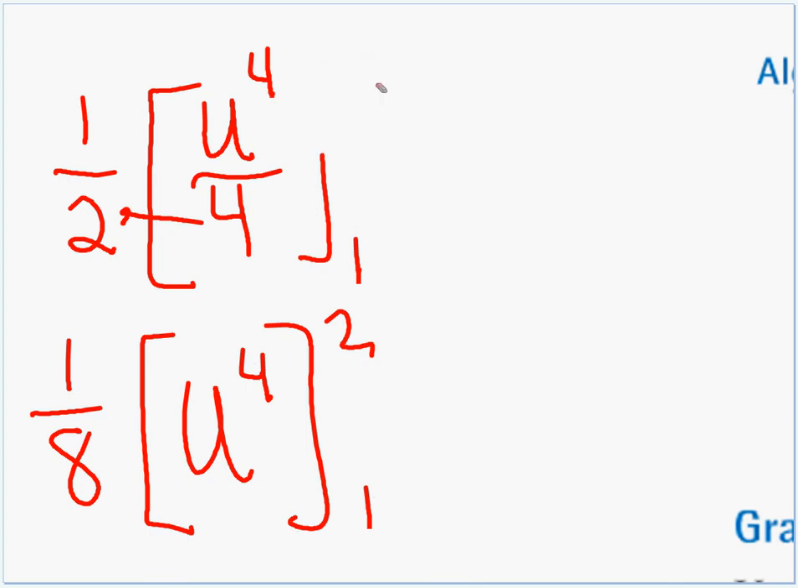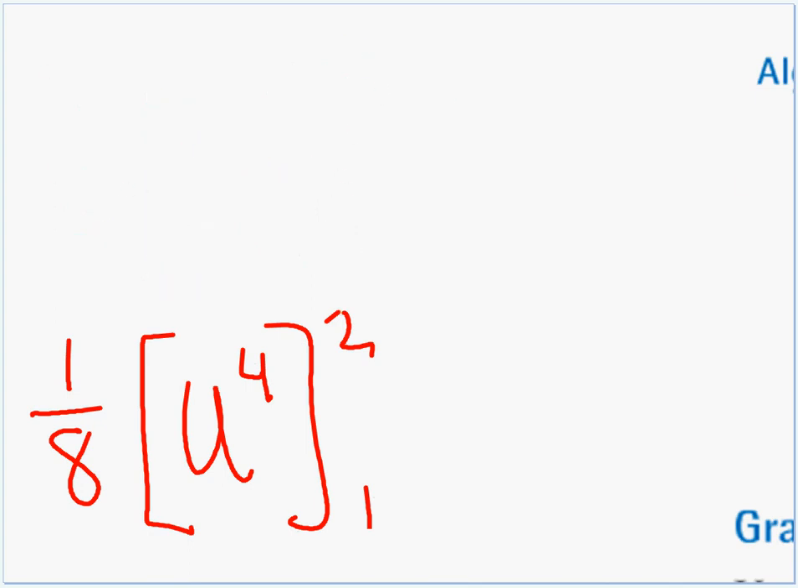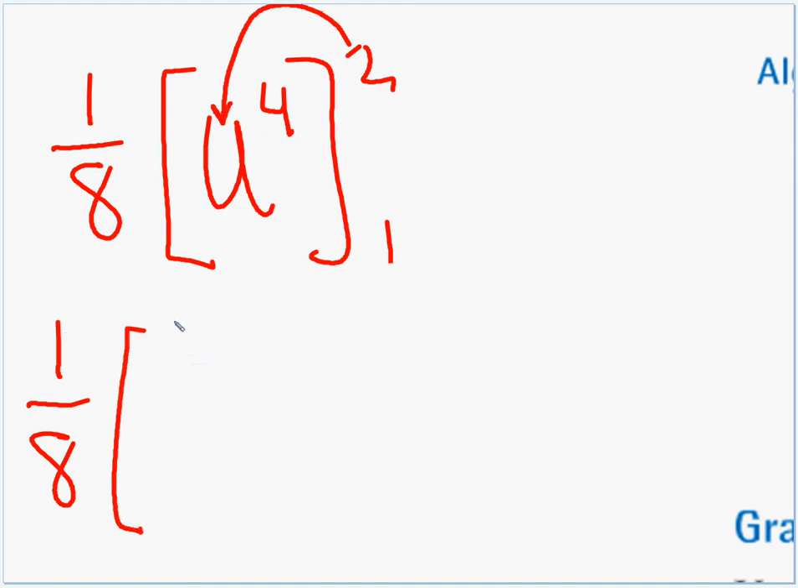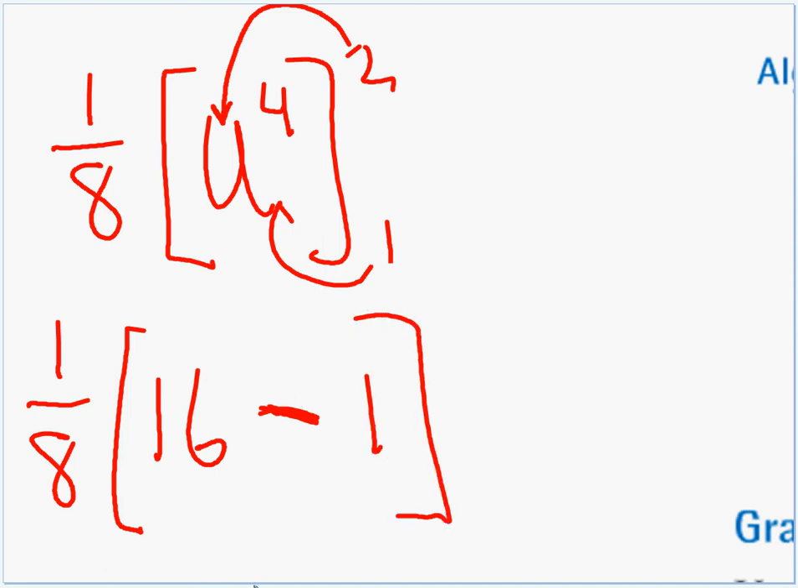So as the fundamental theorem says, the upper limit jumps in first. 2 to the 4th is 16, minus lower limit jumps in. 1 to the 4th is 1. So that becomes 16 minus 1 is 15, 15/8. There we go.